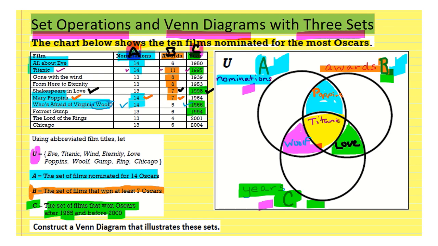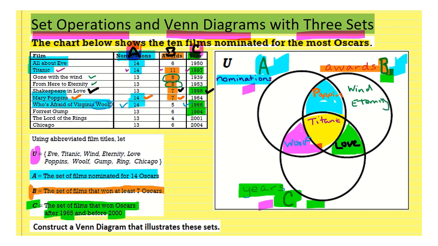Okay. And now we want to see what is in just B alone that we have not accounted for. We've got this one right here is just B. This one is just B. And that's it. So we've got Gone with the Wind and From Here to Eternity. So we can put Wind and Eternity in the B alone category.